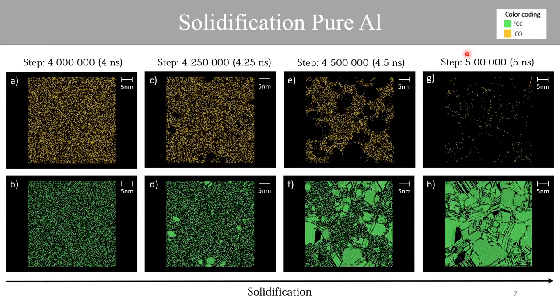Well, in the final step, which is image G and figure H, we can see that the remaining icosahedral structures are mainly in the grain boundaries. So we can see, for example, if we take this grain, there's an equivalent surrounding of icosahedral fraction.